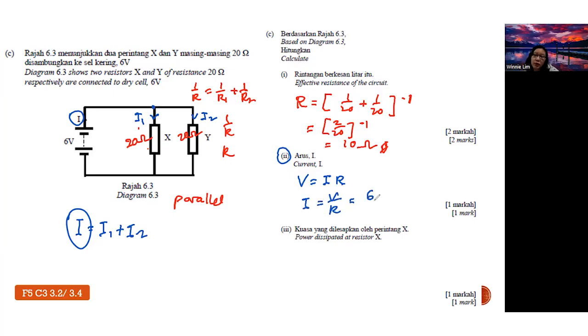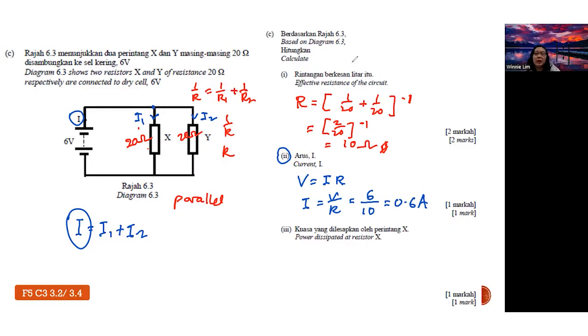What is your total voltage? 6. What is your total resistance? 10. So for this kind of questions, you can always use V equals to IR, but you just need to be careful. Are you using partly or the full current, full voltage, all this? The more question you all do, then you all will be aware of this. So it's 0.6 ampere.